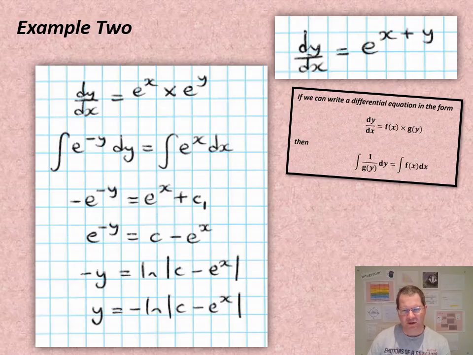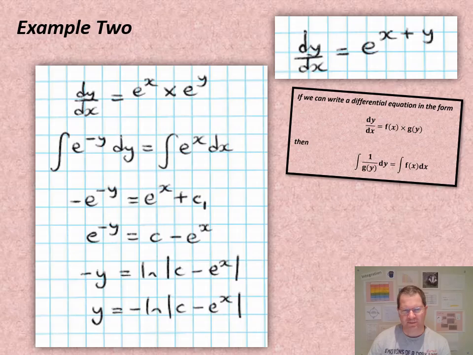So I'm going to make y the subject. So if I log both sides, log e to the minus y is the same as minus y, and I get log of c minus e to the x on the right. And then again, if I times everything by minus 1, I get y equals minus the log of c minus e to the x.